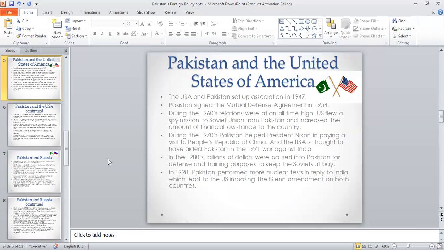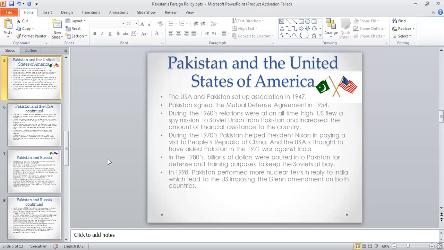Now I will discuss Pakistan and the United States of America and their relationship. When the USA and Pakistan set up association in 1947, they had different agendas in mind. Pakistan needed the US to help secure itself against India, whereas the US wanted Pakistan's commitment against the communist influence of USSR and China. In the 1950s, Liaquat Ali Khan visited the United States of America.